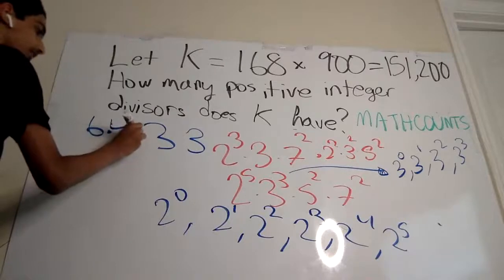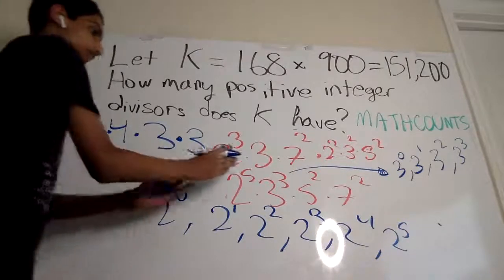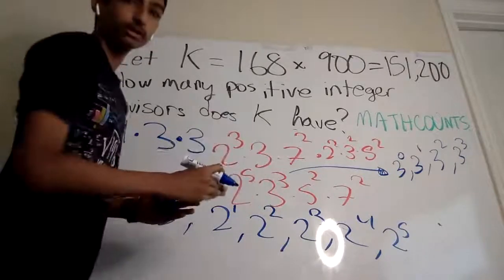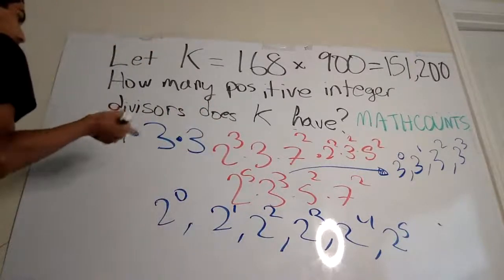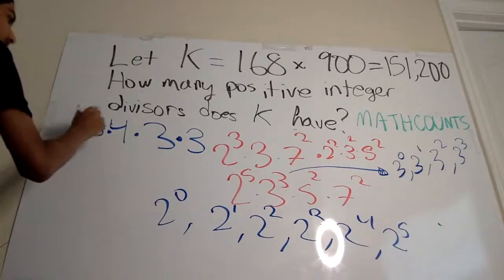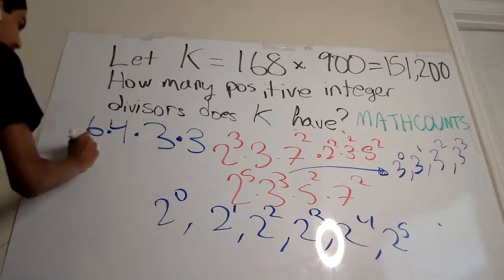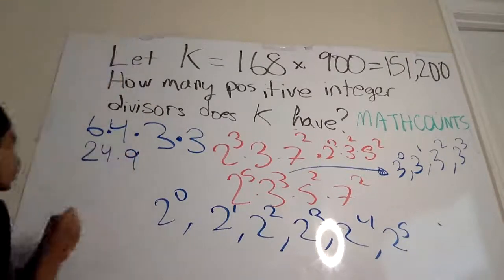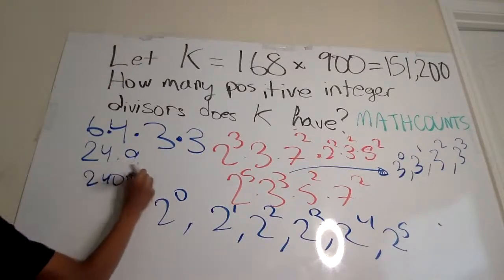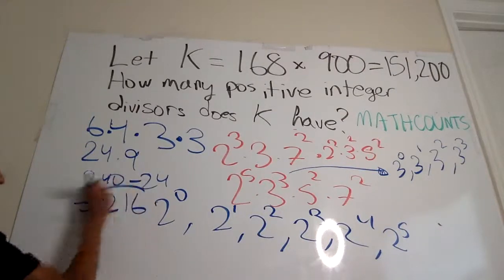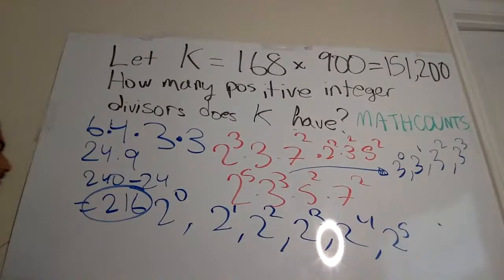So if we multiply these together, since we need to find how many 2s there are, how many 3s there are, and we can combine them all together to get an answer. So then we multiply them all together, and it's just 6 times 4 times 3 times 3, which is just 24 times 9, which would just be 240 minus 24. And this would end up just being 216. And that's our answer for this problem.